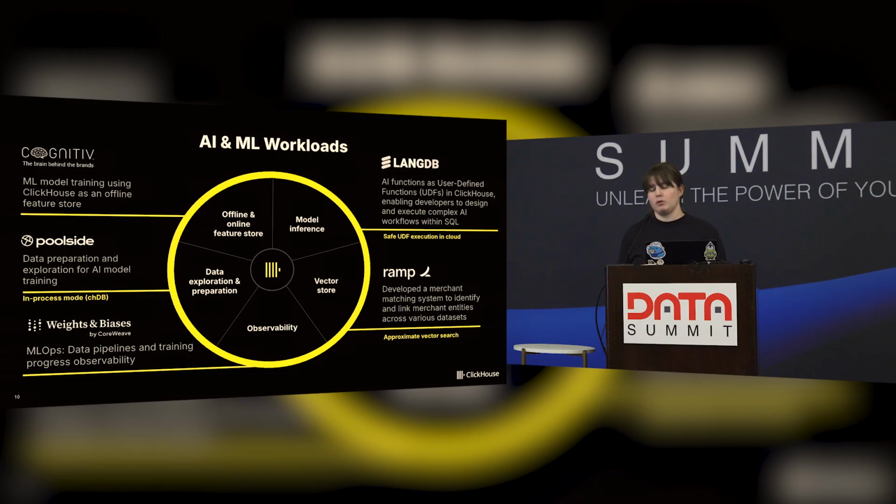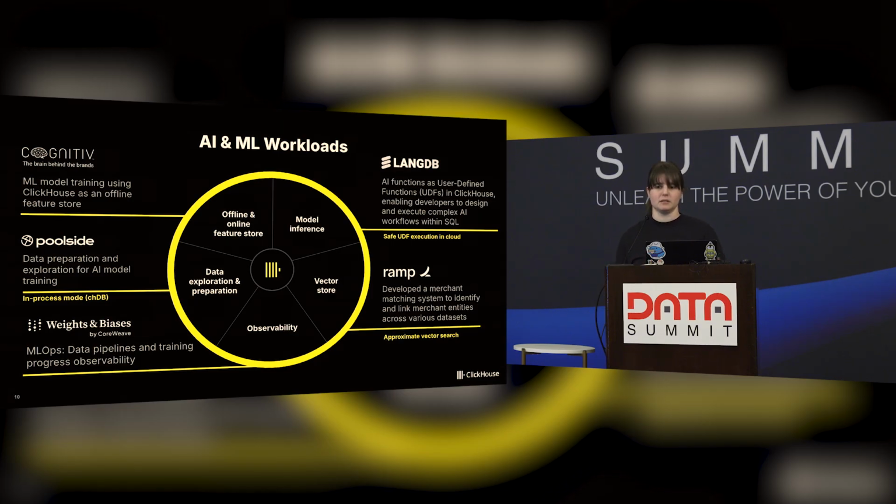Or maybe there was erroneous data, stuff that was just straight up wrong, and somehow it got added in. You need to get that out too. So that's where the offline and feature store comes in. Same with model inference as well. And then vector store is very straightforward. That's just vector storage.